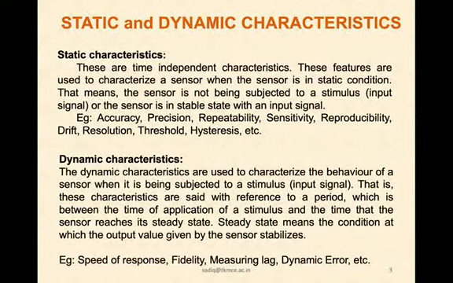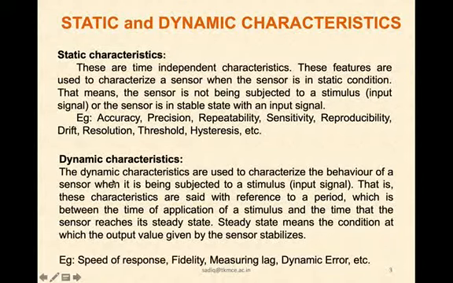Static characteristics are time independent characteristics. These features are used to characterize a sensor when the sensor is in a static condition. That means the sensor is not being subjected to an input signal, or the sensor is in a stable state with an input signal. Examples of static characteristics are accuracy, precision, repeatability, etc. We will see these in detail.